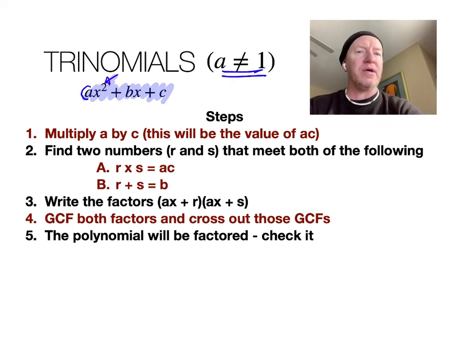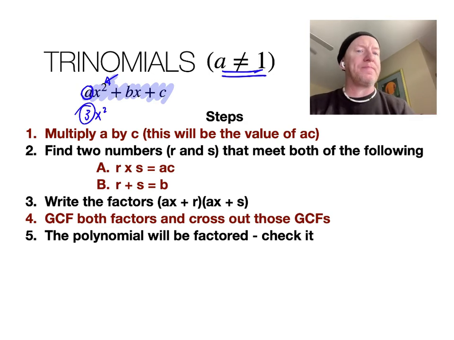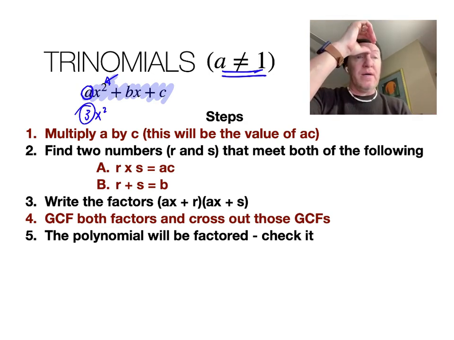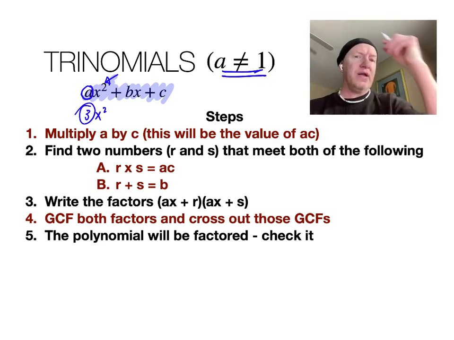So a up here is going to be 2, 3, 4, 5, 6, negative 2, negative 3, negative 4. But it's not going to just be x squared out front. There'll be some number in front of it. So let's take a look at how we attack this.